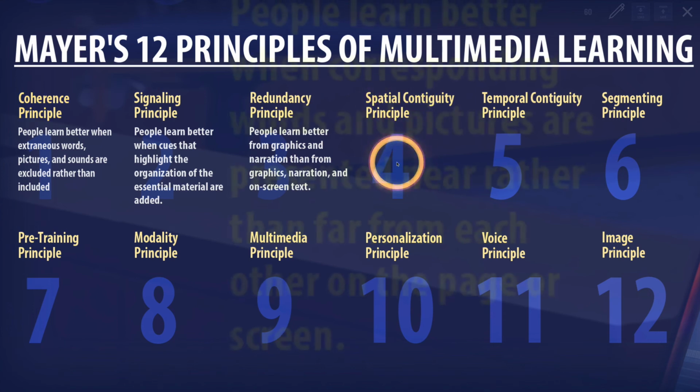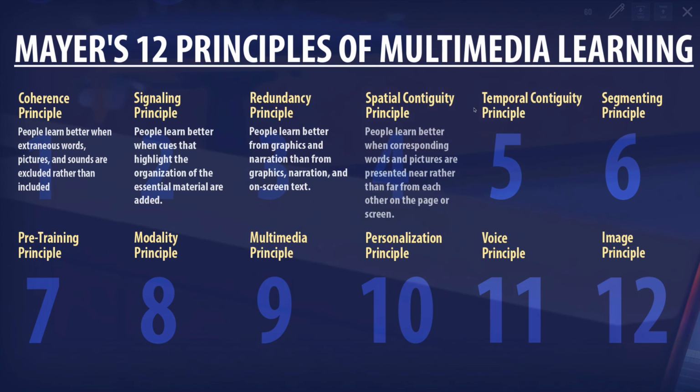Spatial continuity principle. People learn better when corresponding words and pictures are presented near rather than far from each other on page or screen. So let's say you've got a document that is small enough on screen that you can't read it, but then it's got an enlarged blowout, and you actually want to take that enlarged paragraph and have it be right next to the original image of the document so that people know that it came right from that document.